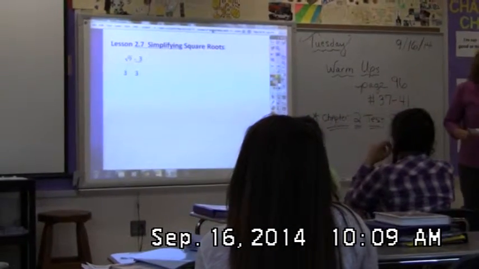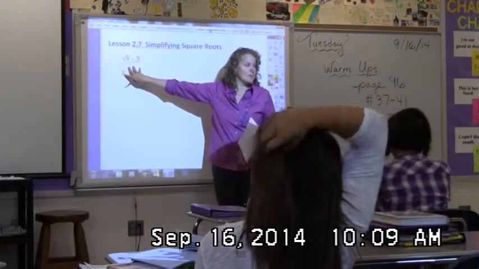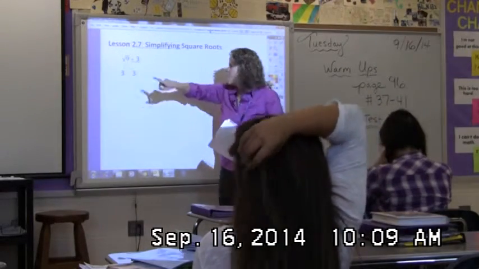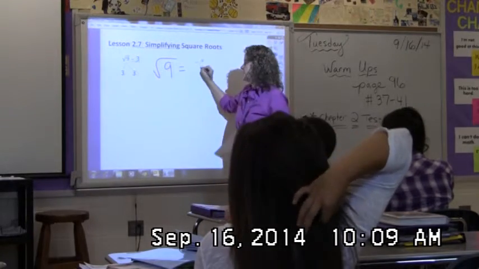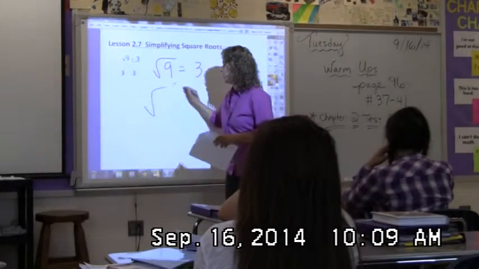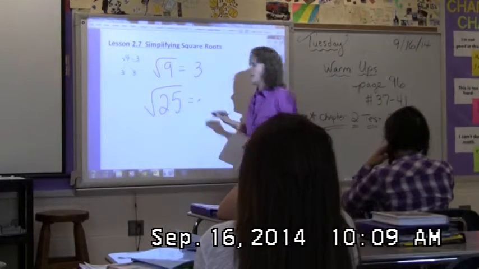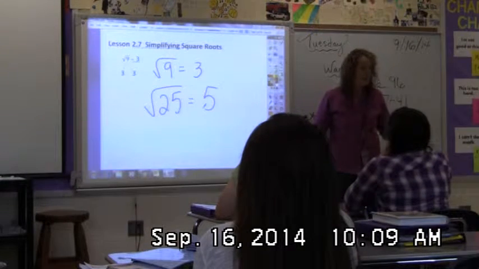Now, we're going to see some square roots that look like this. Really nice, perfect square roots. The square root of 9. The square root of 9 is just a 3, because 3 times 3 makes 9. What's the square root of 25? 5. Because 5 times 5 is 25.